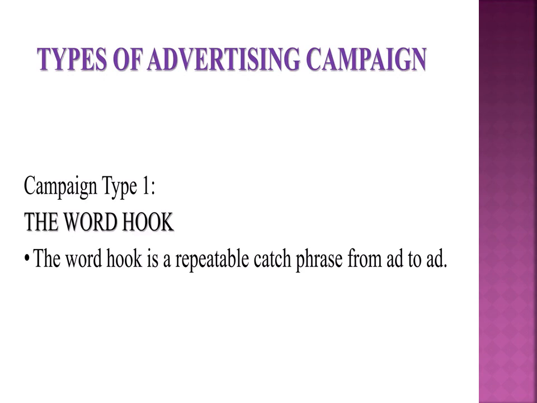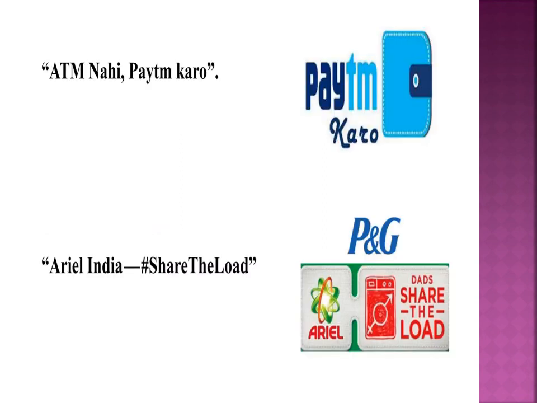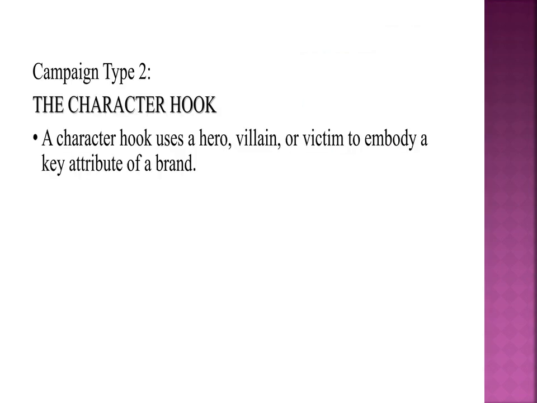Here are the types of advertising campaign. First one is the word hook. Word hook means repeatable catch phrases from ad to ad. Here I give you an example. If you see the first one, ATM nahi Paytm karo, ATM is repeated 2 times. So that is called a word hook.